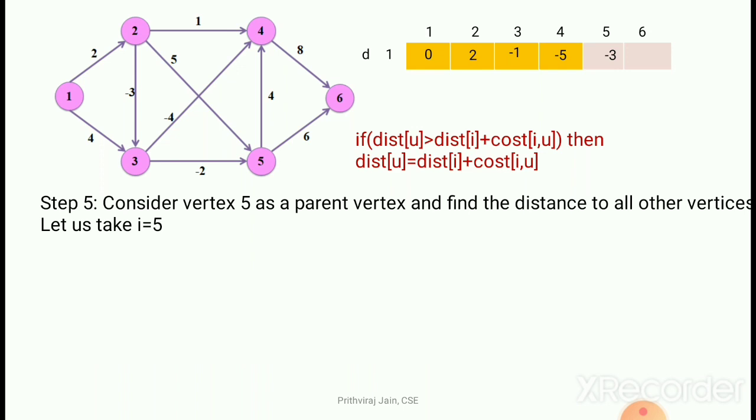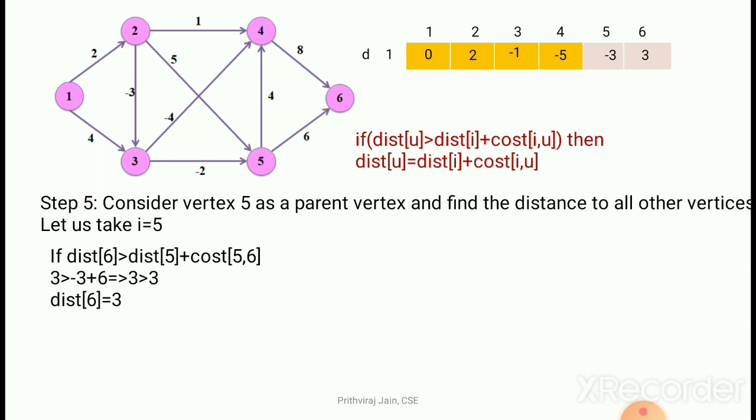Step 5. Consider vertex 5 as a parent vertex and find the distance to all other remaining vertices. Let us take I value equal to 5. Now from 5 to 6, if distance of 6 greater than distance of 5 plus cost of 5 comma 6, distance of 6 is 3 in the D array, greater than distance of 5, which is minus 3, plus cost of 5 to 6. From 5 to 6, the cost is 6. So 3 greater than 3, which is false. So distance of 6 remains as it is, that is 3.